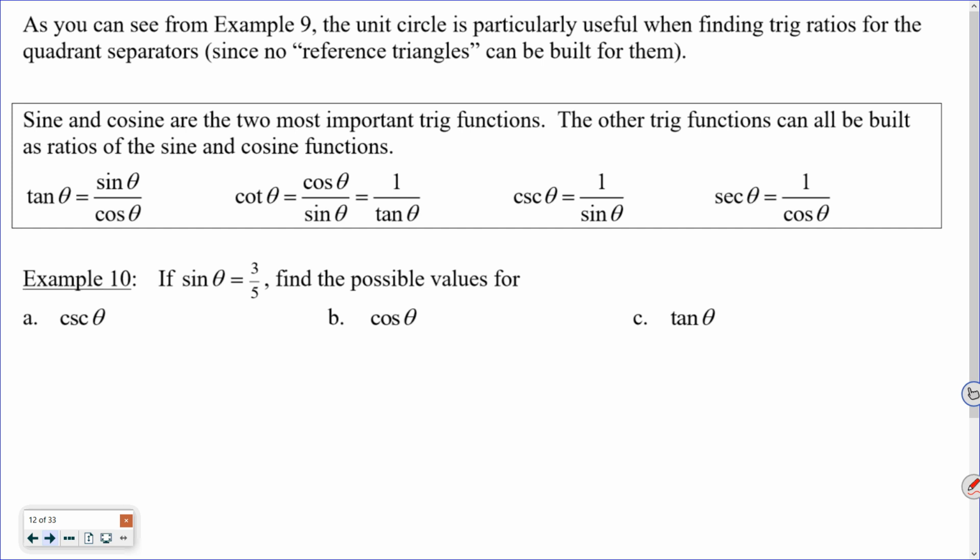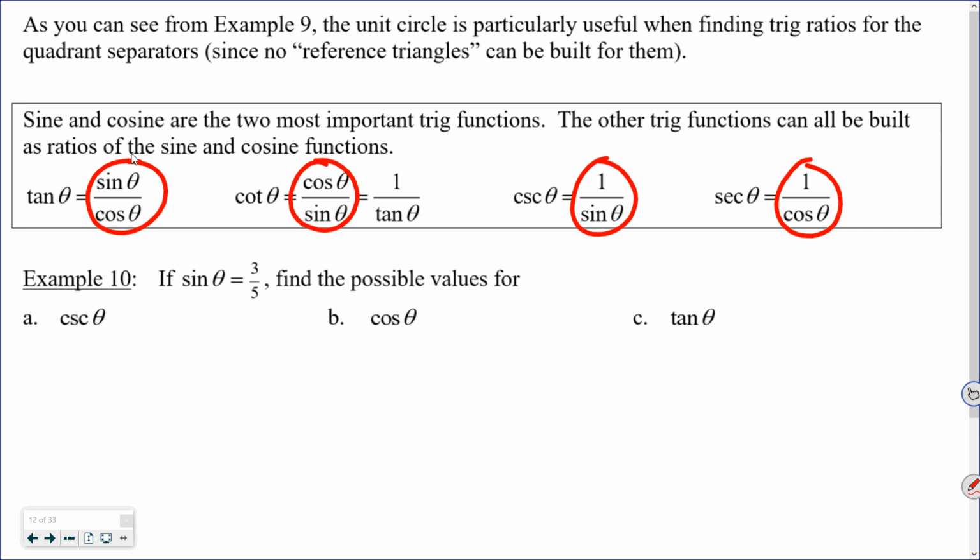Sine and cosine are the two most important trig functions. We're going to use those over and over again. Those are the two most common ones you'll see in calculus. But the other trig ratios can be built using sine and cosine. So tangent is really just the sine over the cosine. The cotangent is the reciprocal, so if you flip that over, it's the cosine over the sine. The cosecant, we already talked about this, is the reciprocal of the sine. The secant is the reciprocal of the cosine.